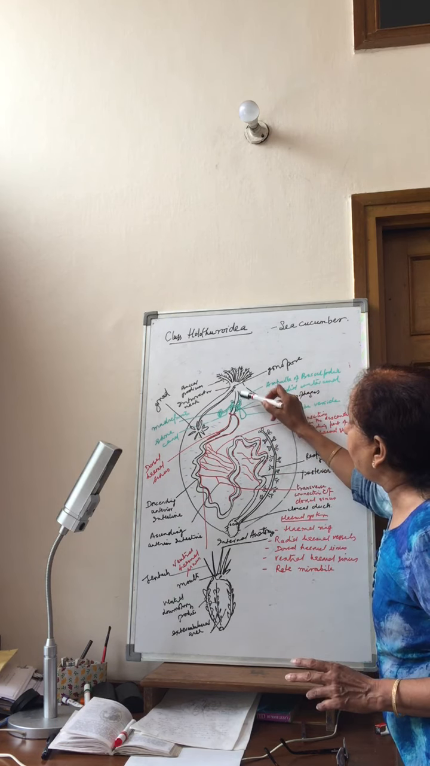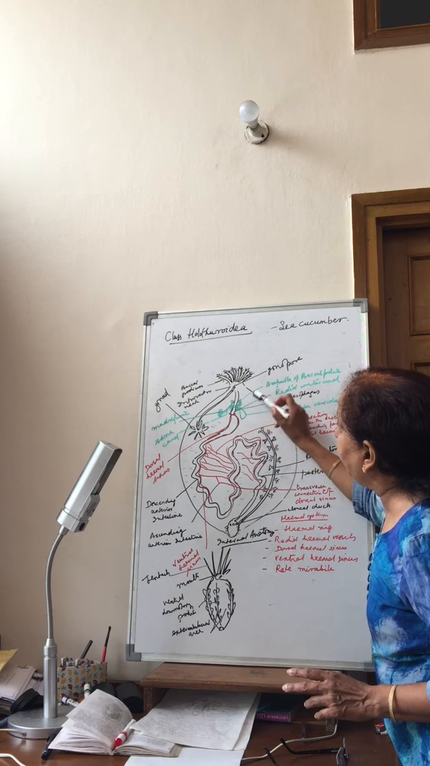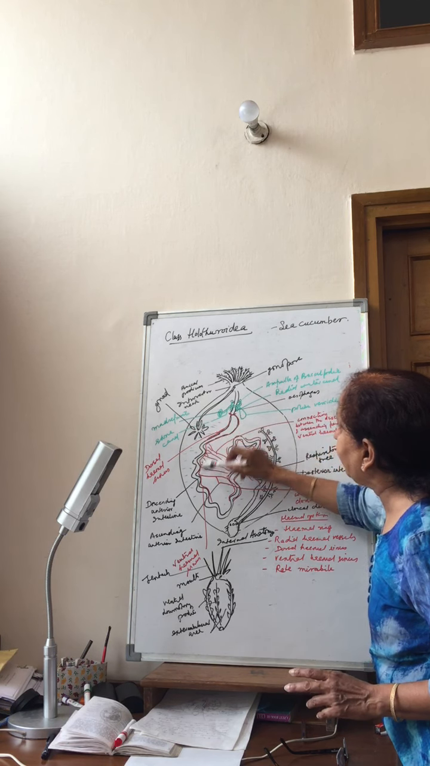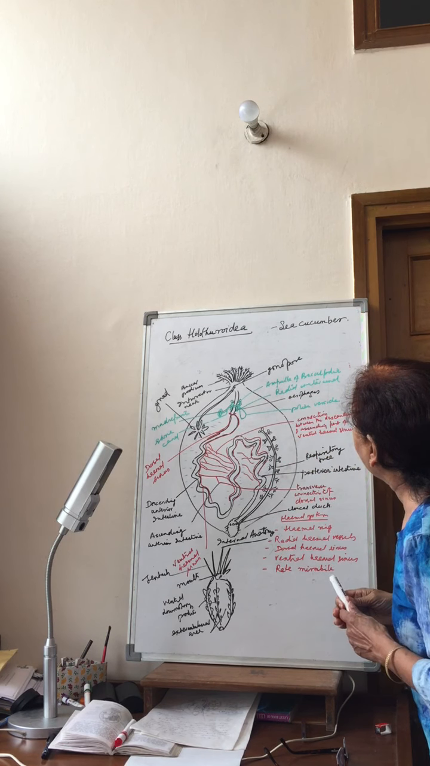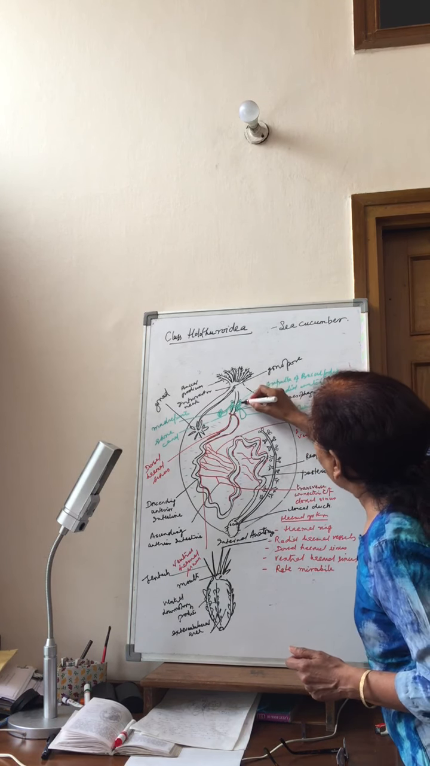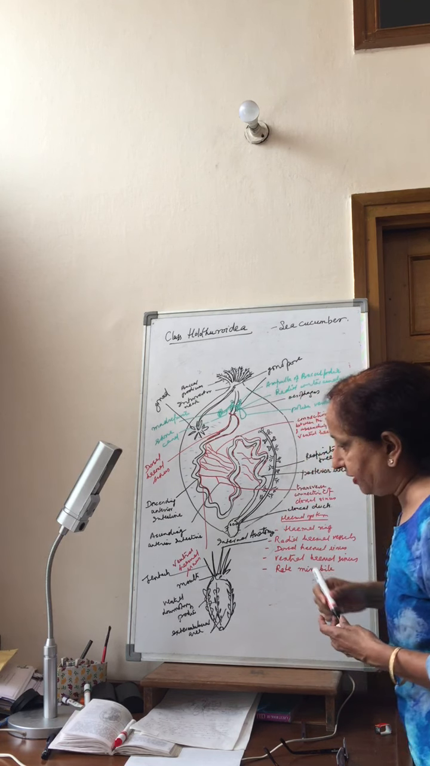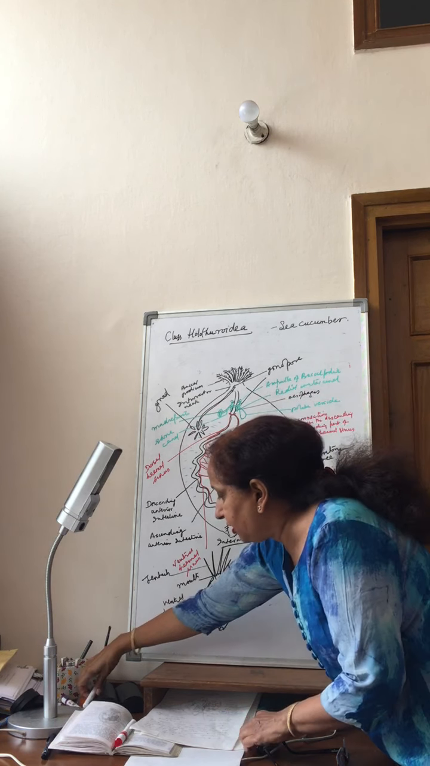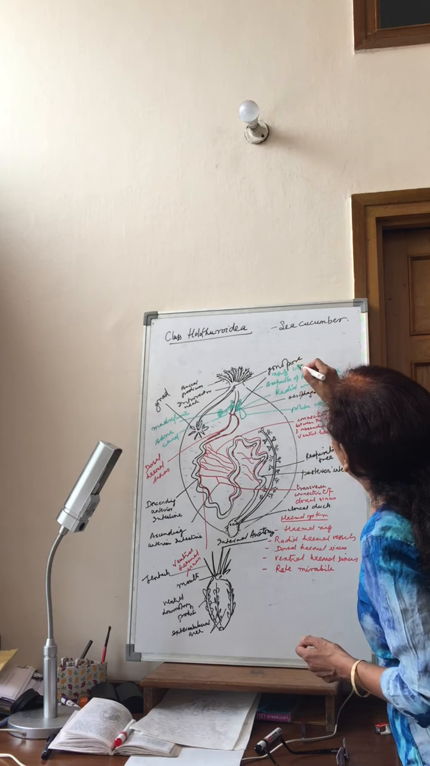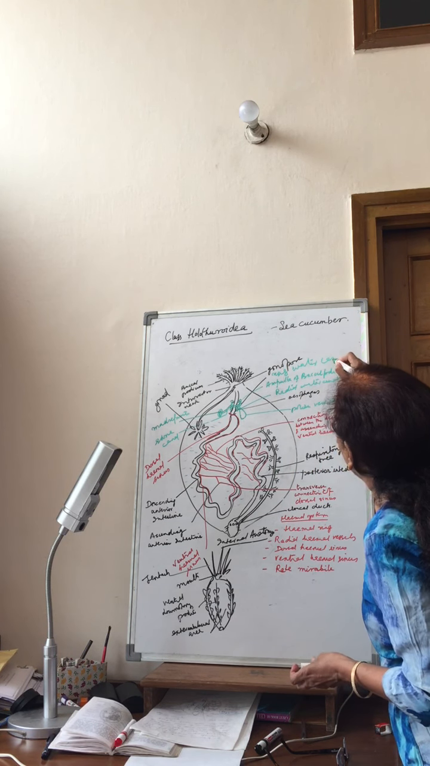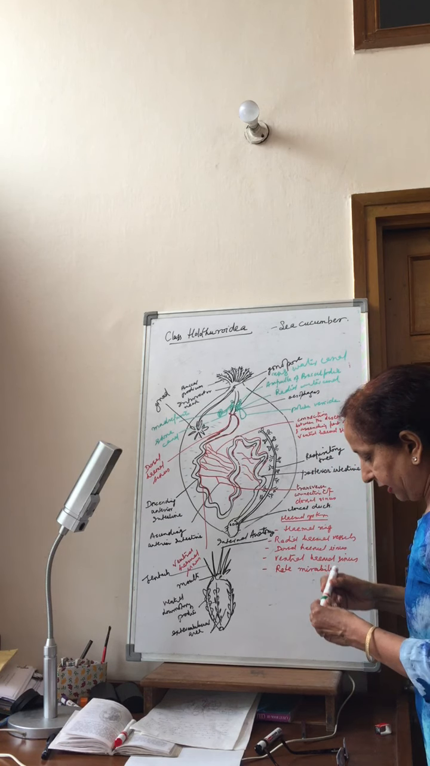From the ring canal there arise 5 radial canals. This is the ring water canal. There is a ring water canal around the esophagus. This is the ring water canal, the one in green, around the esophagus of the alimentary canal.